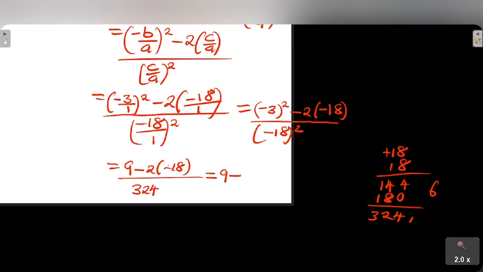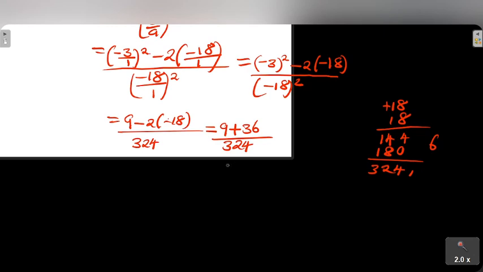That is now negative 2 times negative 18. That will give us positive 36. Then here we divide by 324. So 9 plus 36, that's 45 over 324. So that one becomes our answer there.